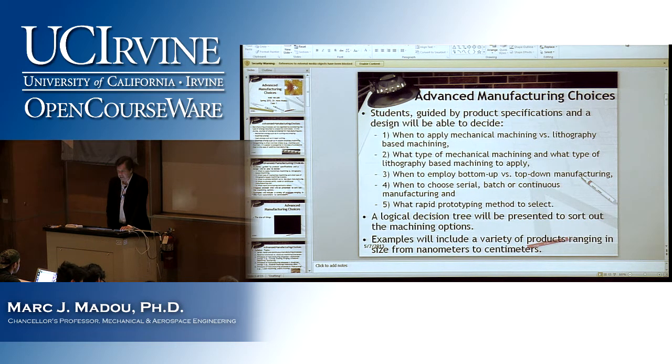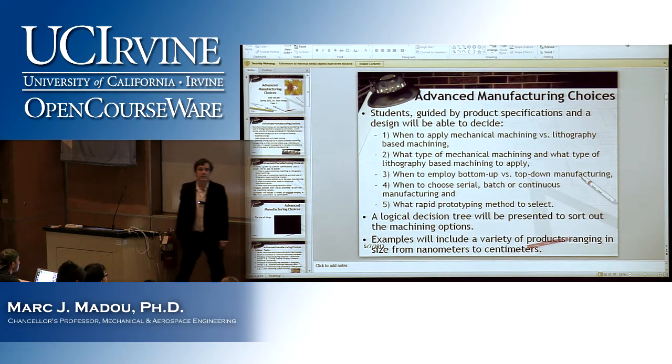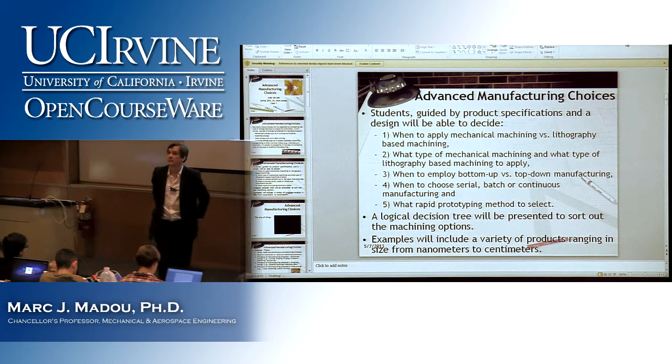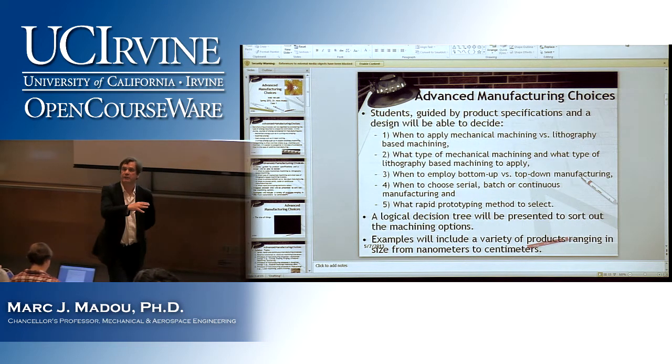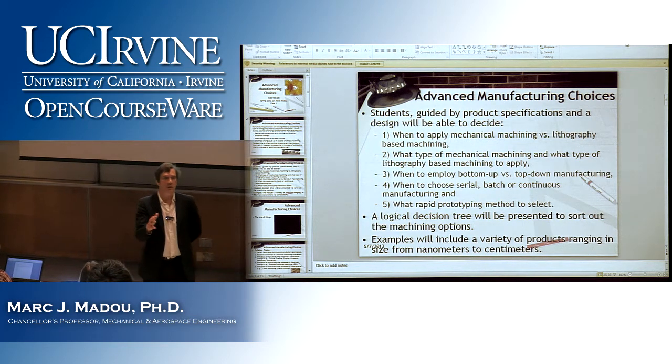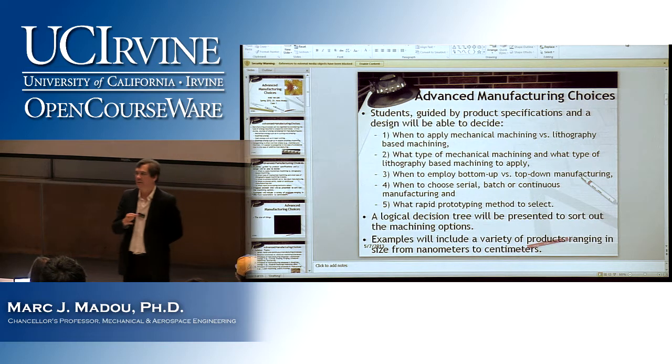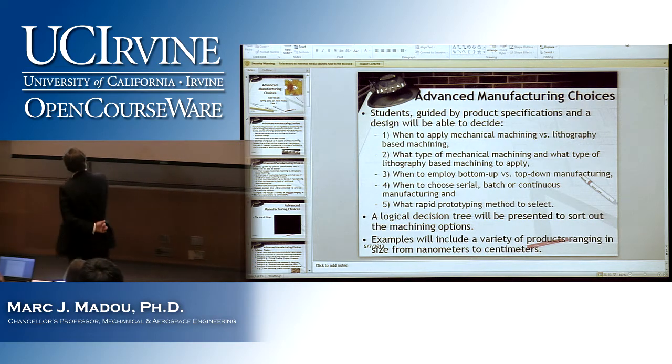Oh, this first point here, when to apply mechanical machining versus lithography-based machining, that's when I gave you a first rule of thumb. You would switch from mechanical machining to lithography at what kind of size range? 100 microns, right? That was one rule of thumb we gave you.